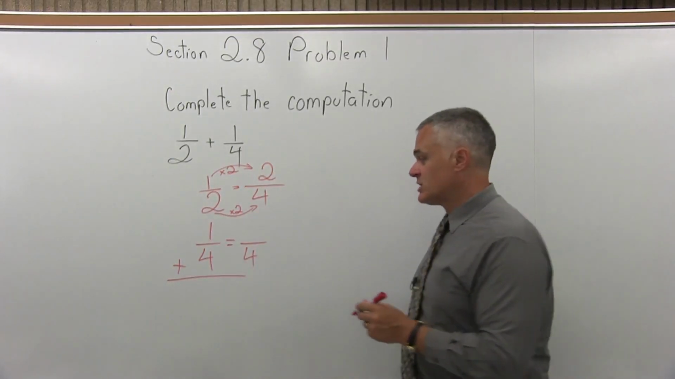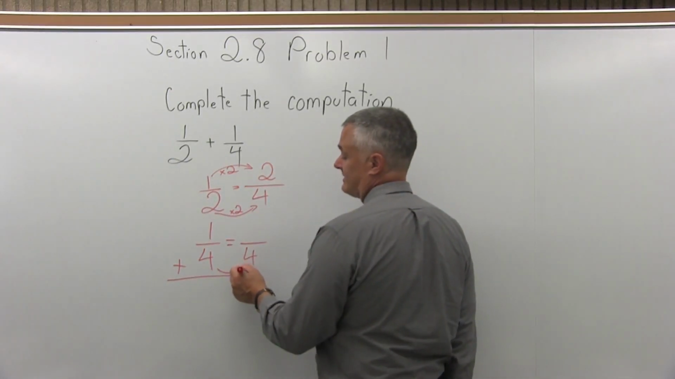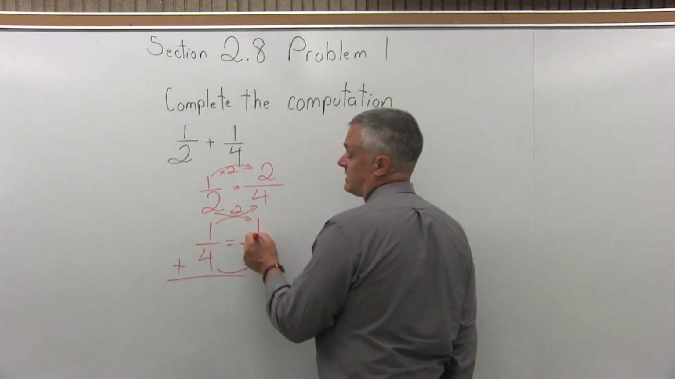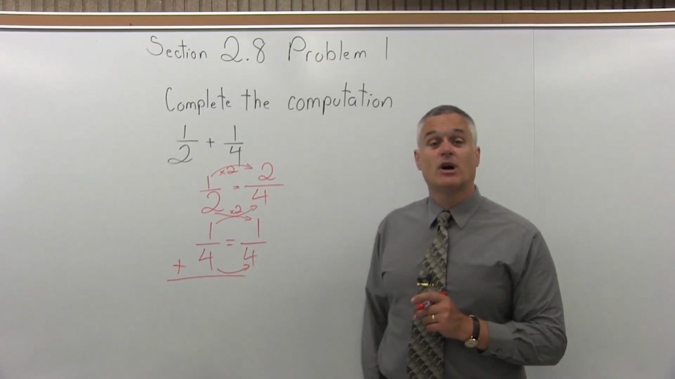Now for the bottom fraction, the denominator got to stay the same. It didn't change. So the numerator can also stay the same. It stays 1. Now I have a common denominator of 4.